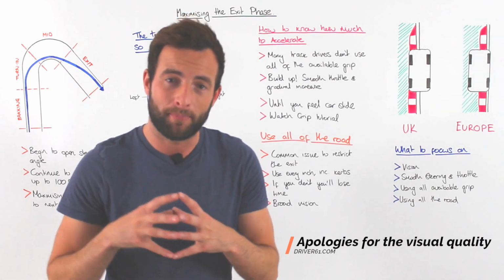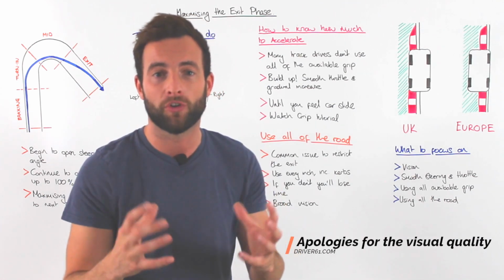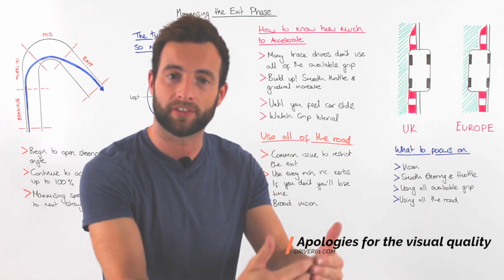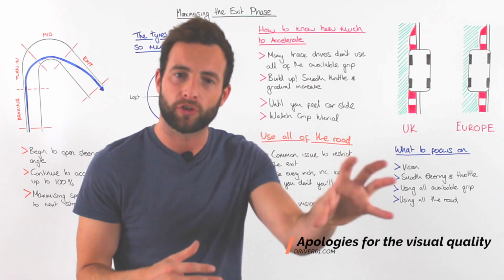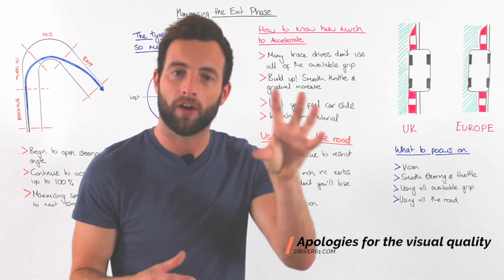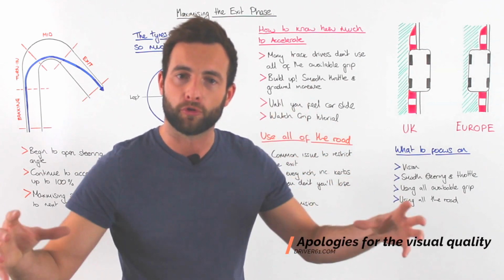Now, the best way to do this is to make sure that your vision is a long way ahead of yourself, as I just spoke about. When you're at the apex or just before, make sure you're looking towards that exit curb on the outside of the corner with a broad vision.